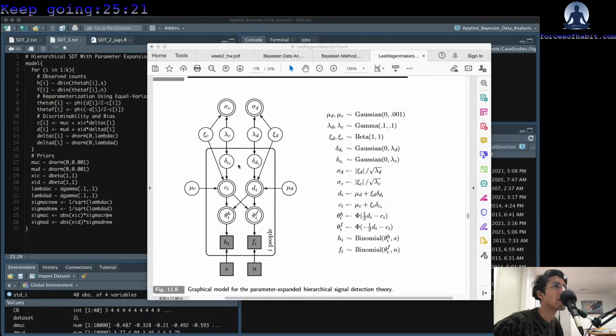So what's delta? Wait, I'm missing something then. Delta is the term that gets used, some multiplicative term here. Okay, so delta gets multiplied by zeta. Alright, so here, delta and zeta make up this.